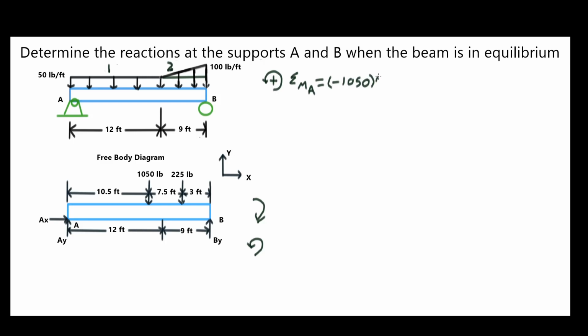First force, and that was at a distance of 10.5 feet. And then the 225 pound force is also going to be in the negative direction since it's pushing down on the beam. So we're going to go ahead and put a negative sign here. And that's going to be multiplied by 18 feet because we have the 7.5 plus 10.5, and that gives you 18.